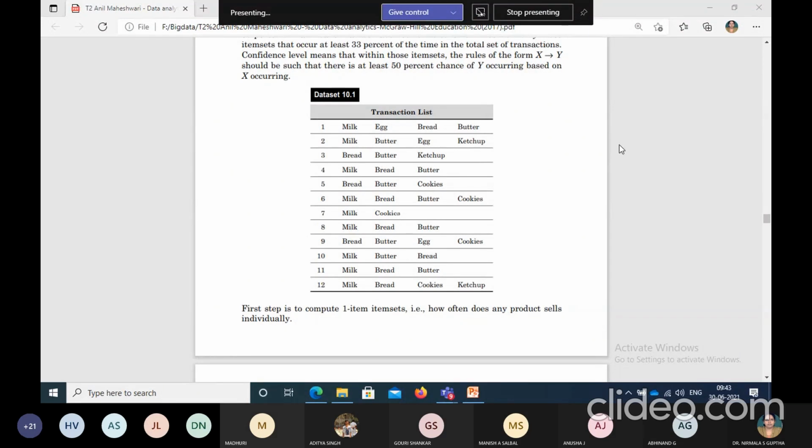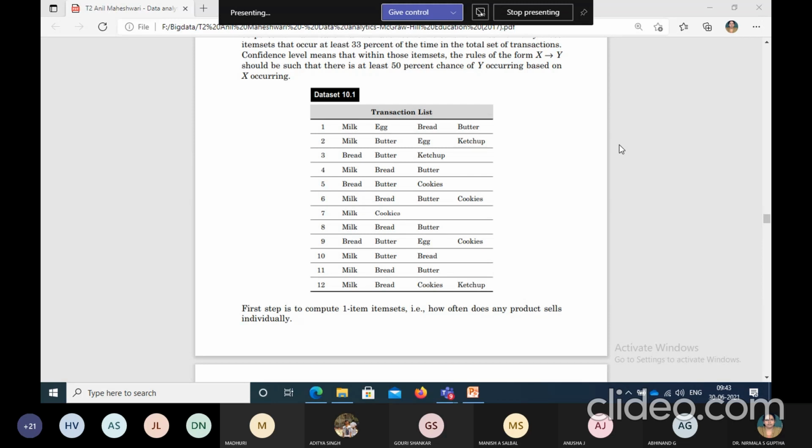Here is a data set in which we can see a dozen transactions. That is 12 rows of information, consisting of sales transaction data. The sales transaction data has 6 products selling, but the combination is going to vary. In the first row we find milk, egg, bread, butter. Second row: milk, butter, egg, ketchup. Then third row: bread, butter, ketchup, milk, bread, butter, cookies, etc., and so on up to the last information: milk, bread, cookies, ketchup.